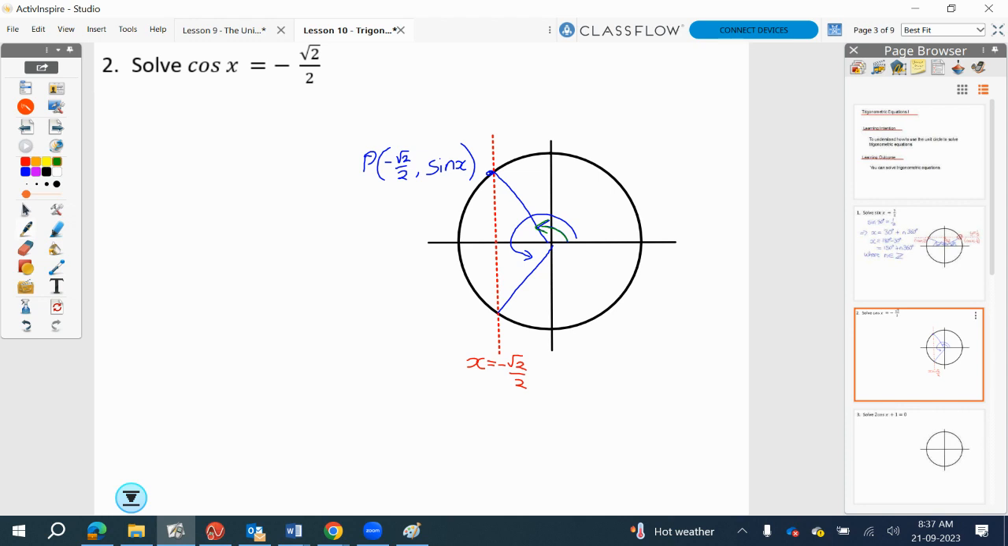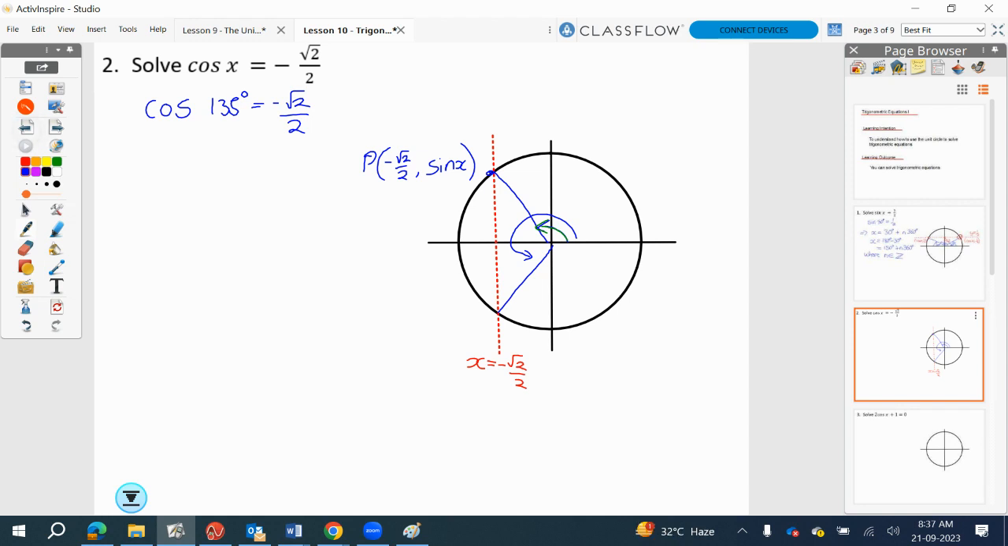Sophie? Not quite. That's 30 plus 90. Is it 90 plus 45, so 135? So we know that the cosine of 135 degrees is equal to minus root 2 over 2. What then is the solution to this equation?